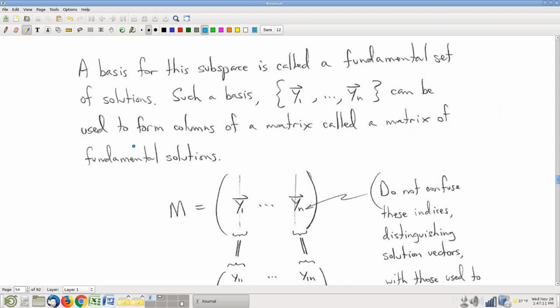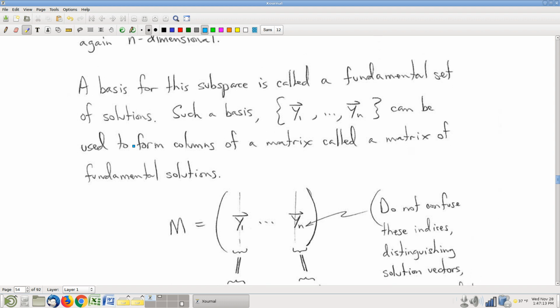Okay, so we have an n-dimensional vector space. We can talk about a basis for that n-dimensional vector space. A basis is a collection of solutions. Solutions are vector-valued functions, so this is what a basis looks like. And just like we did in Chapter 4, we're going to call this a fundamental set of solutions, or sometimes just a fundamental set.